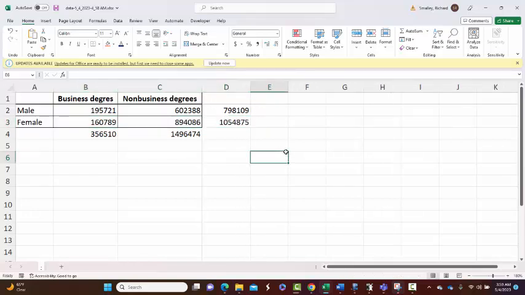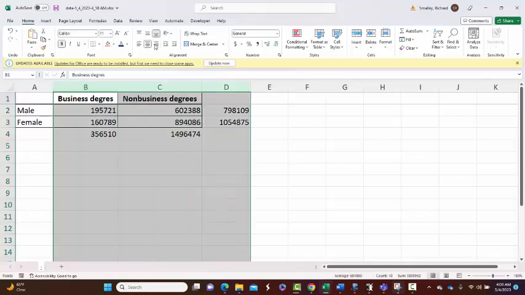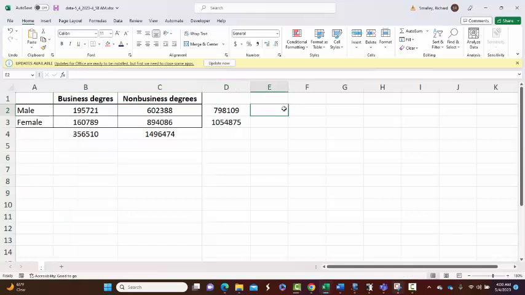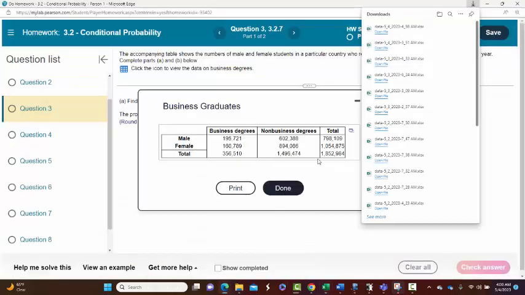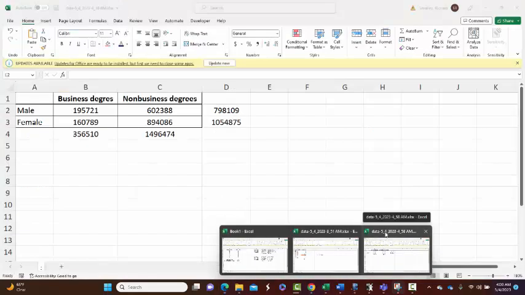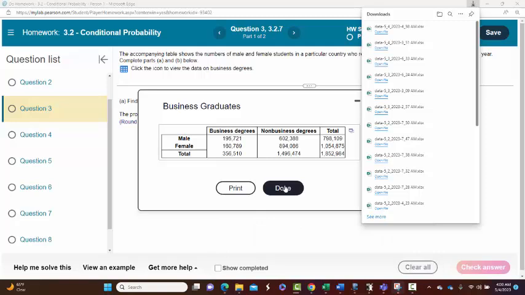Give it a little room there so we can see our totals. So let's see what we got here. All right, I want to center these. I could label those total, but I think you realize what we're doing. Yeah, the totals were there. Are they the same numbers as mine? Yeah. So I'll click done there.